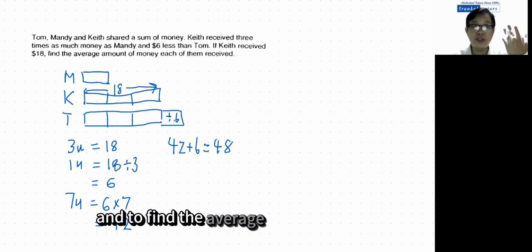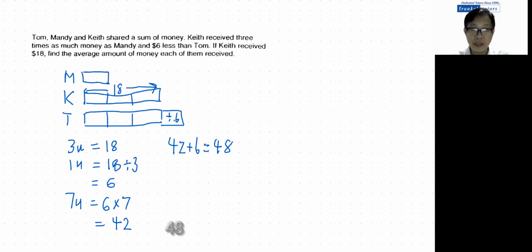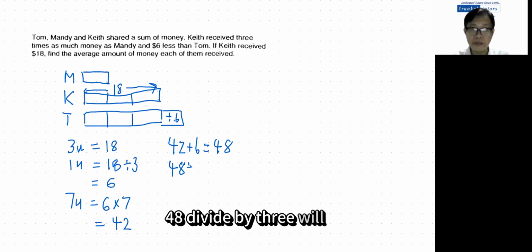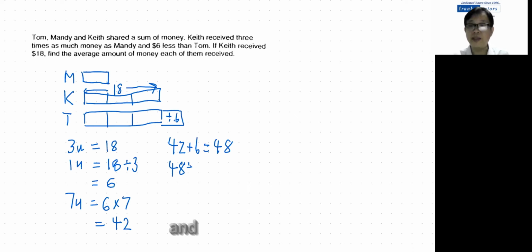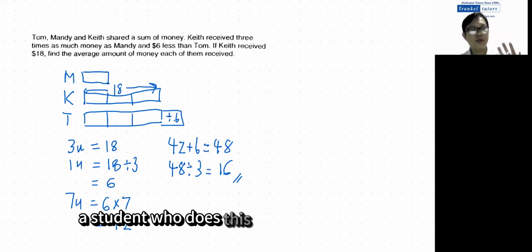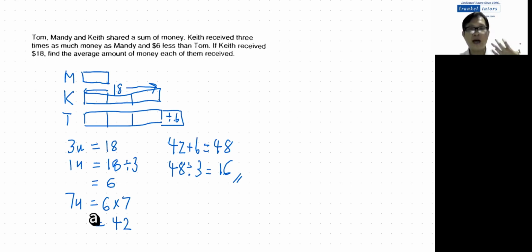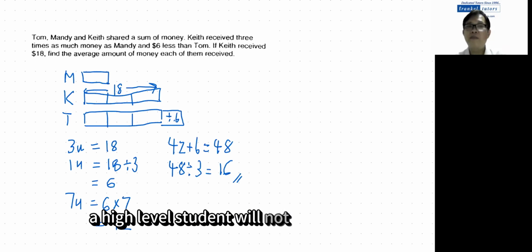And to find the average, there are 3 of them. 48 divided by 3 will be 16. And this will be our answer. Now, a student who does this question at primary 5 and 6, a higher level student, will not bother to draw the model.